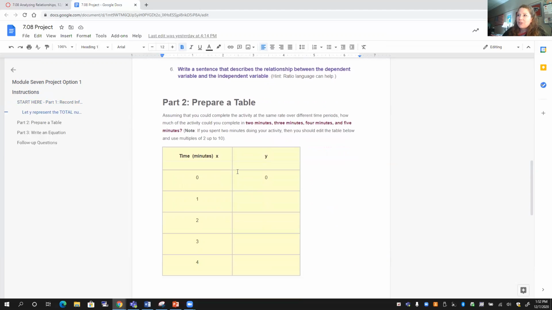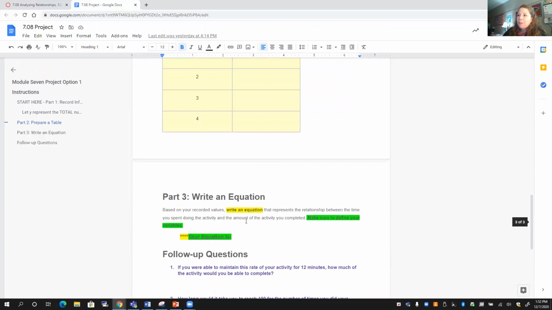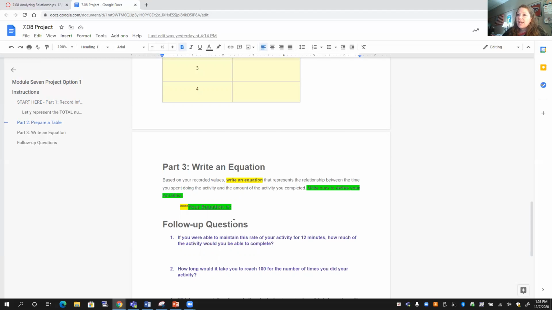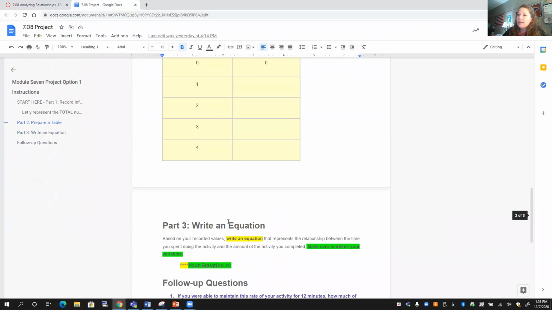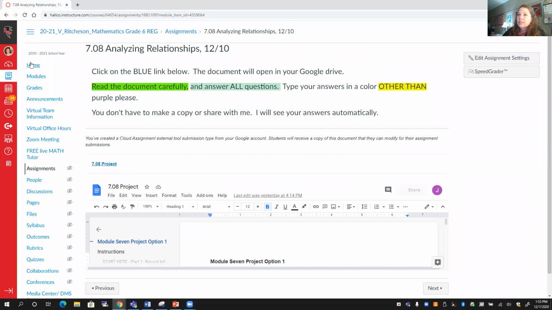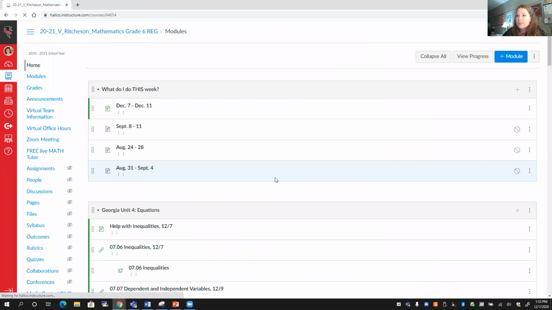Then you're going to come down here and fill out this table. How many things did you do in 0 minutes? How many of these activities did you do in 1 minute, in 2 minutes, in 3 minutes, so on and so forth. And then right here, you're going to write your equation. Y equals something times X. Don't forget that part. And then finally, you have 3 follow-up questions, okay? When you type on that and close your document, it shares with me automatically. I will get that. Okay, so hopefully that explains 7.08, analyzing relationships.